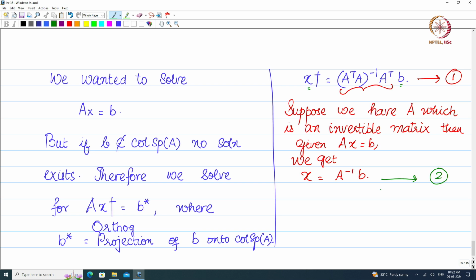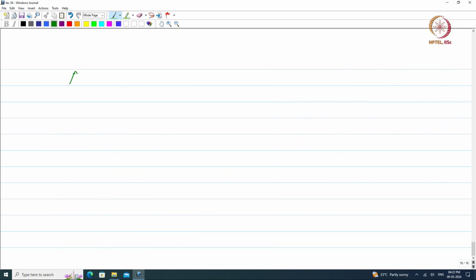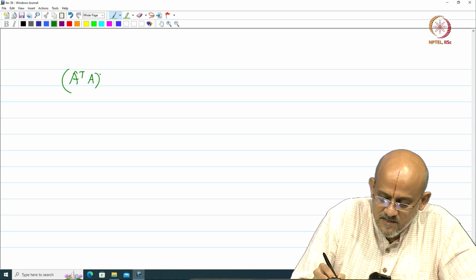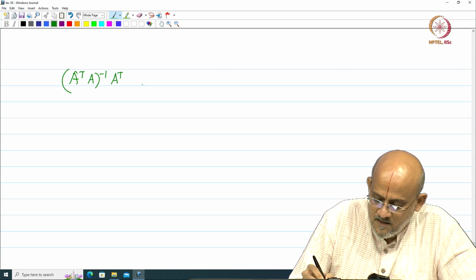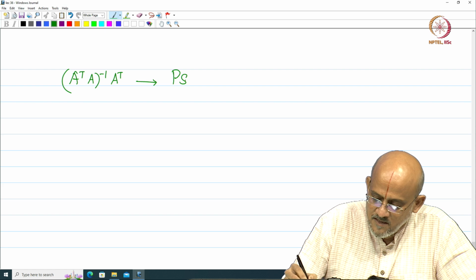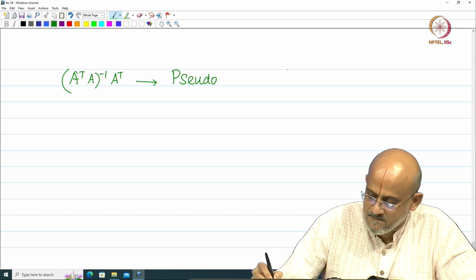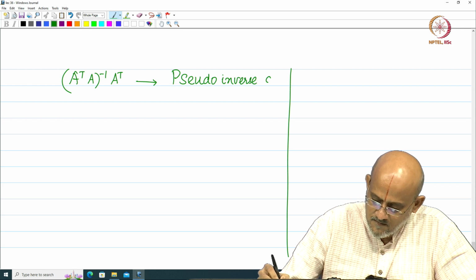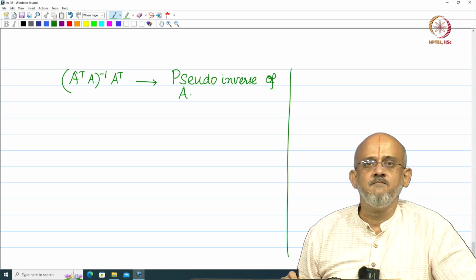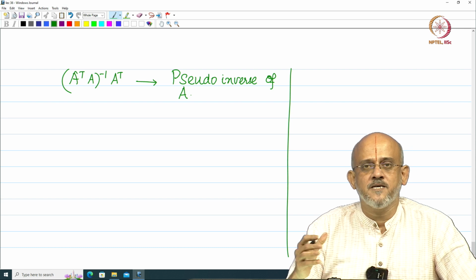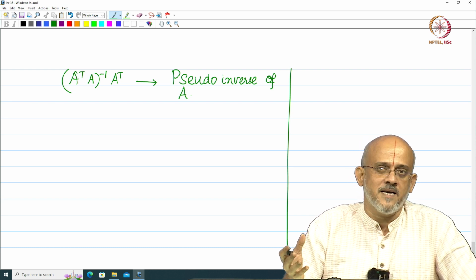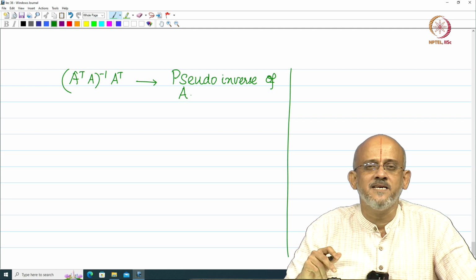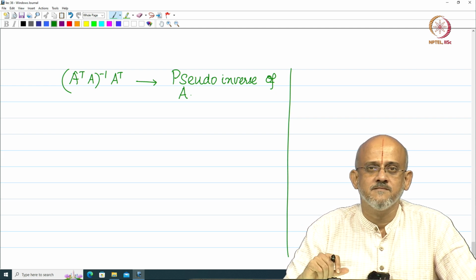So what do we get from here? If A is a rectangular matrix, then A transpose A, the whole inverse A transpose, we are going to call this by a name, this is basically called the pseudo inverse of the matrix A. It is not the true inverse because inverse is not defined for rectangular matrices, therefore what we have is basically a pseudo inverse, right.